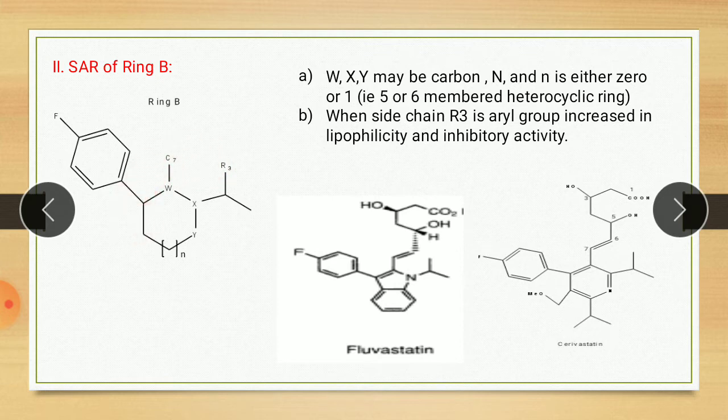Point number 2, when side chain R3 is an aryl group, there is an increase in lipophilicity and inhibitory activity. So when R3 equals aryl or aromatic ring, activity increases as well as lipophilicity. The examples are fluvastatin and cerivastatin. These are examples of drugs which contain this type of ring, that is ring B. So it is about the SAR of HMG-CoA reductase.